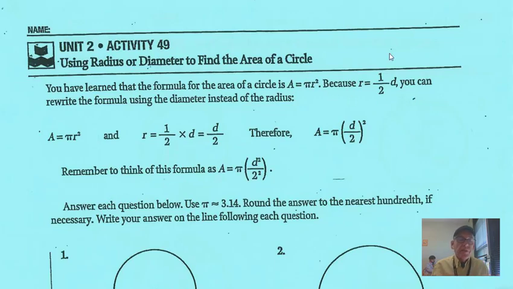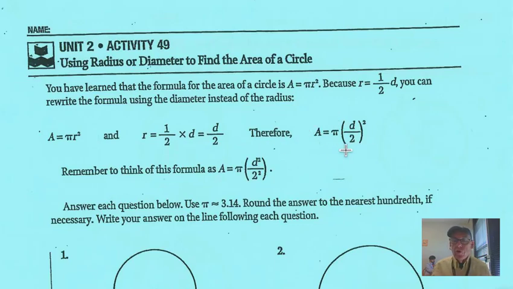So again, the basic idea is if they give us the diameter and we need the radius, we need to do the diameter divided by 2. That's what they're trying to show us here. Radius is half the diameter, or diameter divided by 2. Twice the radius is the diameter. The diameter divided by 2 is the radius.